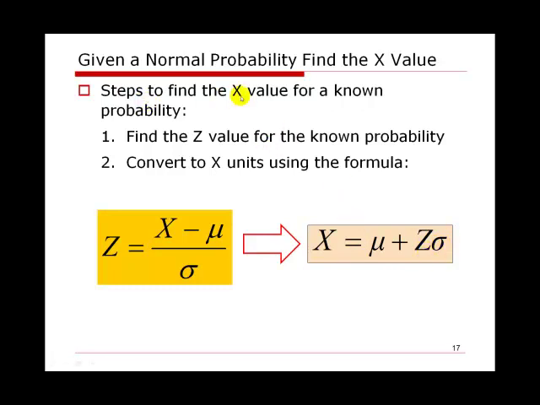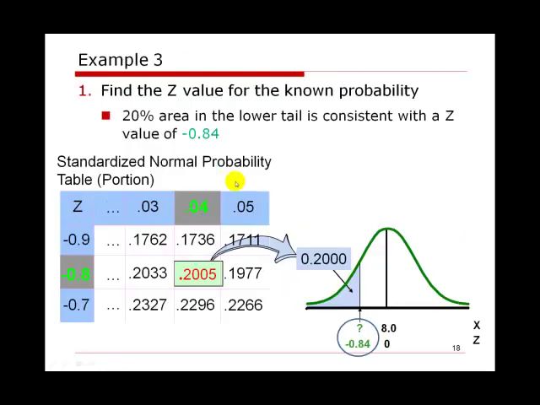So the steps to find the x value for a known probability are, first, we need to find the z value from the known probability, which is what we just performed through the example: how to use the given probability to find the corresponding z value from the table. And then we convert the z value to the x unit using this formula, x equals mu plus z times sigma. Now back to our question. We are looking for a value such that 20% of all the download times are less than this value.